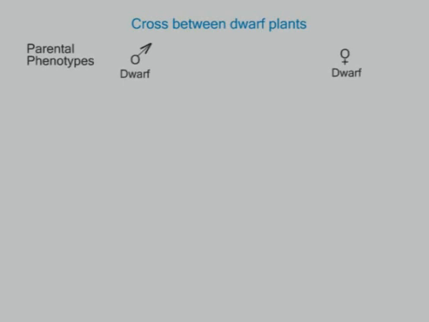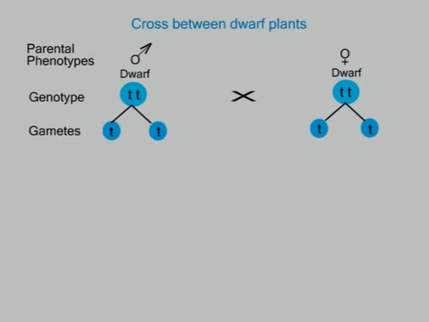So the parental phenotype, we have the male is dwarf and the female is also dwarf. Parental genotype, we have the diploid, tt for the female and also tt for the male. During gametogenesis, there is segregation and the gametes are haploid. So we have t, t, and also on the other side we have separate t's.